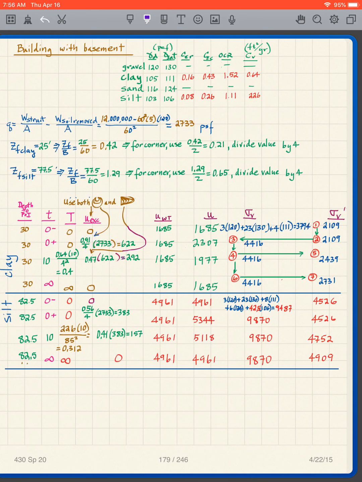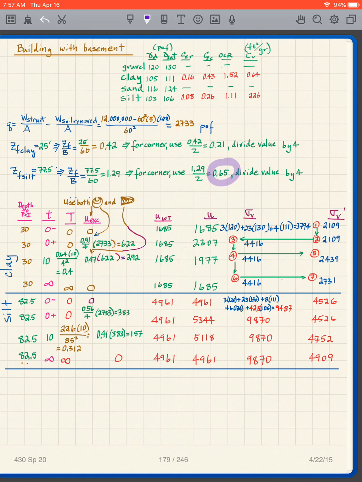That gives me the UXS there. Now, the UXS down in the silt, I use 0.65 below the center on the pressure bulb. I get a value of 0.56, and then I divide that value by 4 to account for the corner, and I multiply again by the Q that's 2733. So I get my UXS at t equals 0 plus of 622 there, 383 there.